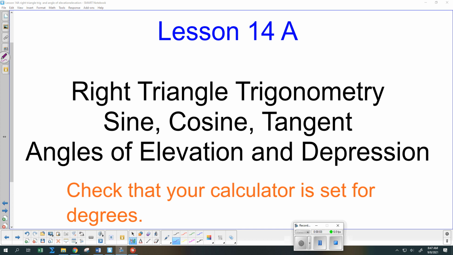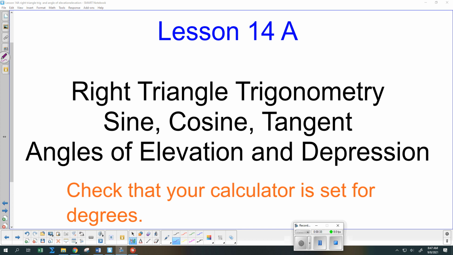Lesson 14, I disagree with the writers, publishers of Saxon. They have the attitude that, well, they are correct, right triangle trig and polar coordinates are related. But where I disagree is they think that you remember it well enough from last year to review all of that in one lesson.